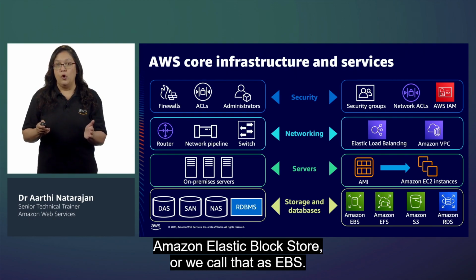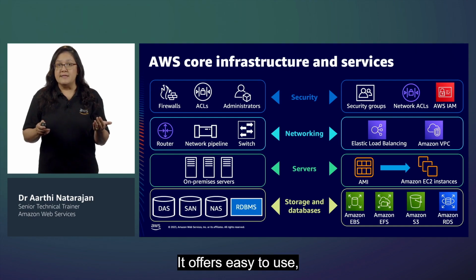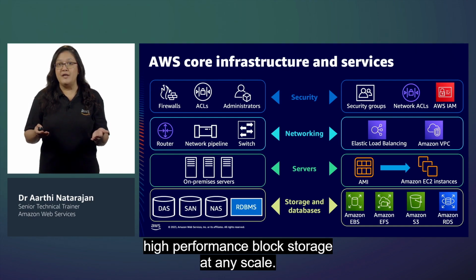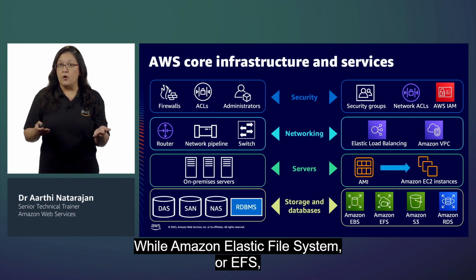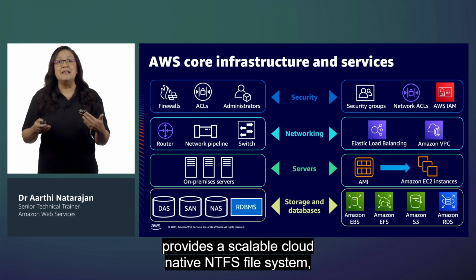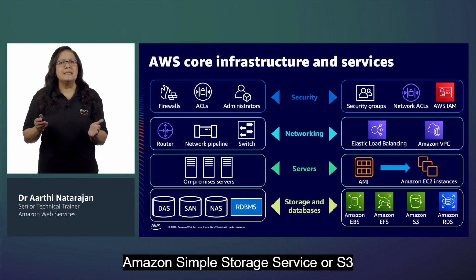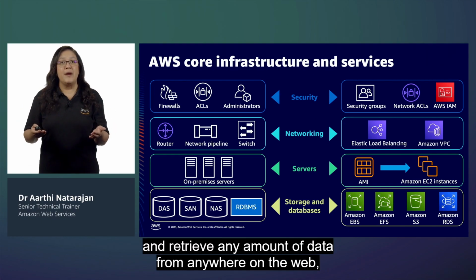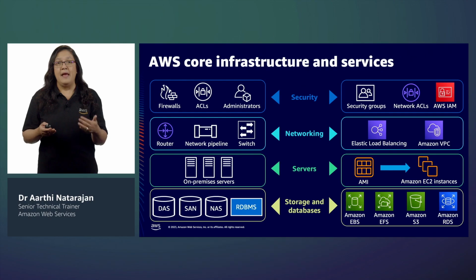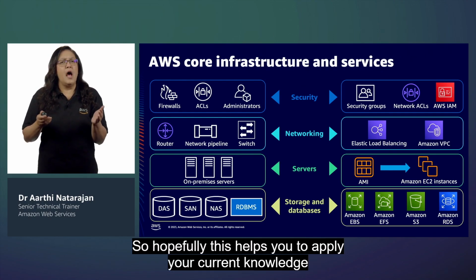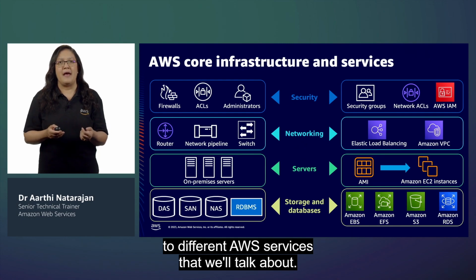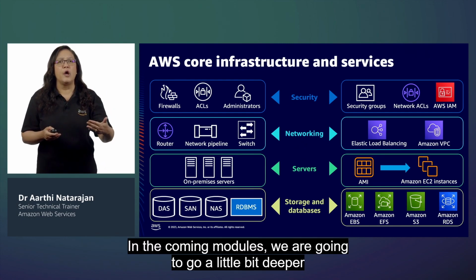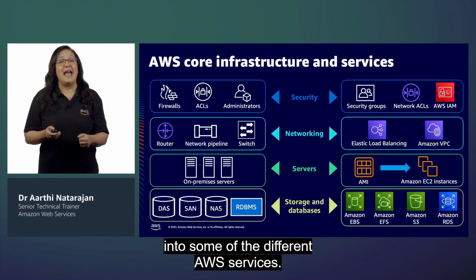Amazon Elastic Block Store, or EBS, offers easy-to-use, high-performance block storage at any scale. While Amazon Elastic File System, or EFS, provides a scalable, cloud-native NFS file system. Amazon Simple Storage Service, or S3, provides object storage that's designed to store and retrieve any amount of data from anywhere on the web, and we'll talk about this in the next module. So hopefully this helps you to apply your current knowledge to different AWS services that we'll talk about. In the coming modules, we are going to go a little bit deeper into some of the different AWS services.